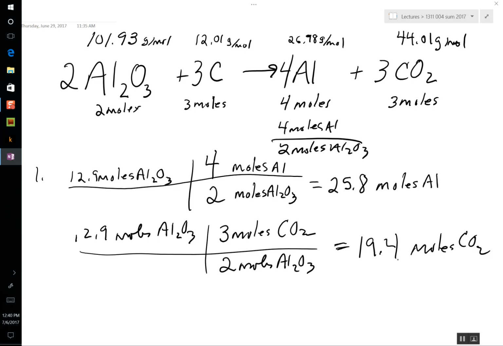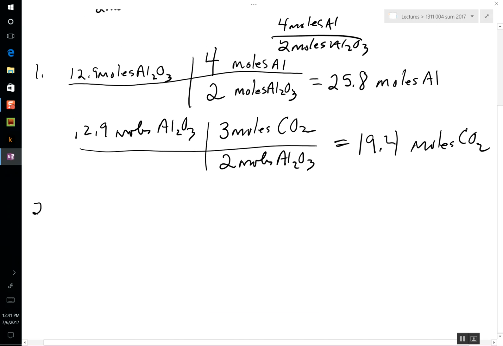With our aluminum oxide, 12.9 moles of aluminum oxide. If you were in the purchasing department, production wants to make a certain amount of aluminum. They know how much aluminum oxide they're going to put in the reactor. Now the question comes, how much carbon do we need to buy to do this reaction? So we want to start with 12.9 moles of aluminum oxide, and we want to get to grams of carbon.